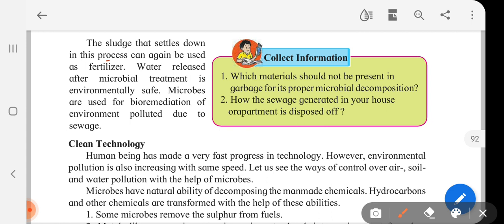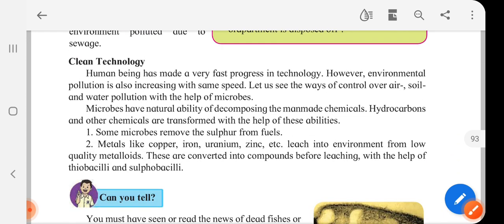The sludge that settles down in this process can again be used as fertilizer. Water released after microbial treatment is environmentally safe. Microbes are used for bioremediation of the environment polluted due to sewage. So in this way sewage treatment can be carried out.